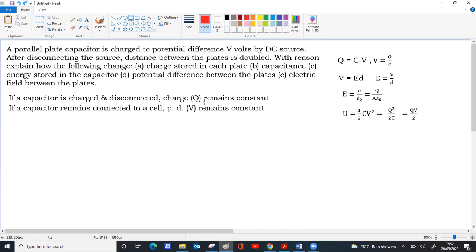So these two facts, along with these formulas, and what I told you about which formula to select for which type of question, will help you solve this. So number one, after the background information: charge stored in each plate. If you read the question, it's disconnected. For a disconnected capacitor, we already know the charge remains constant. That means Q2 and Q1 are both the same, since the capacitor is disconnected from the source, which is the cell.